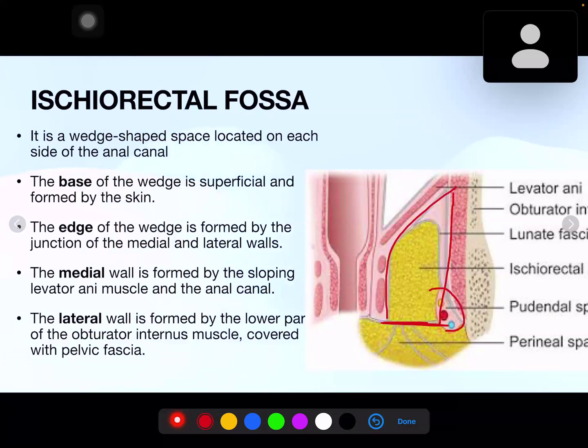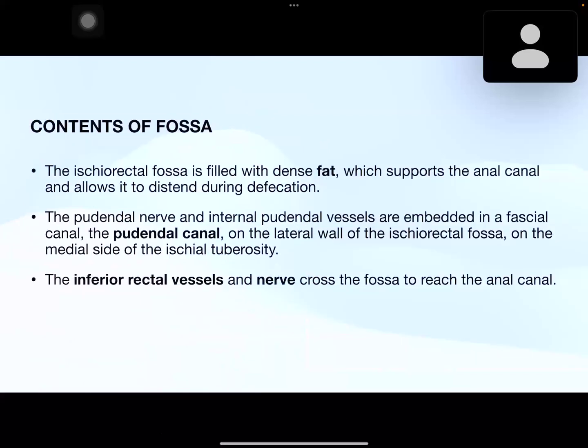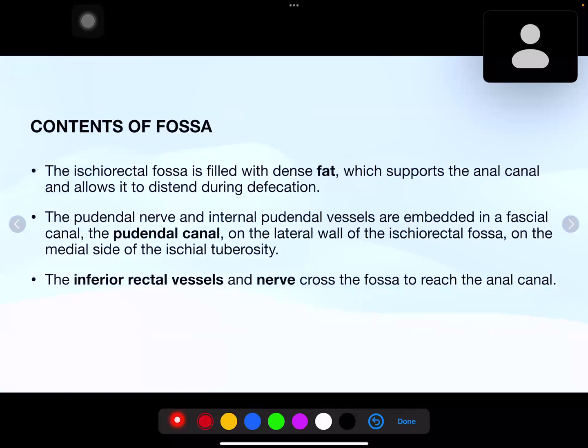Okay, and a very important structure inside, you see, what is this? It's the pudendal canal. We'll discuss it in the next slide. Now, the contents of the fossa, the very important contents. First, the ischiorectal fossa is filled with dense fat because it supports the canal and allows it to distend during defecation. And what's inside this fossa? It is actually the pudendal canal. And what's in the pudendal canal? The pudendal nerve and internal pudendal vessels. They are embedded in the fascial canal.